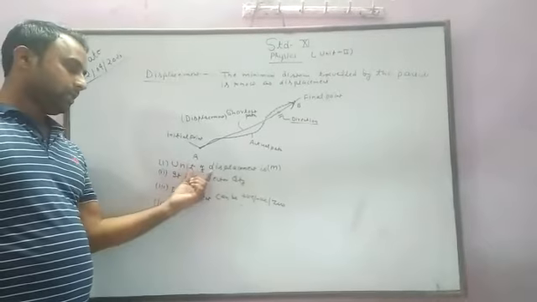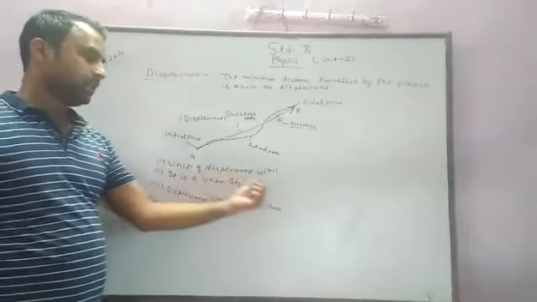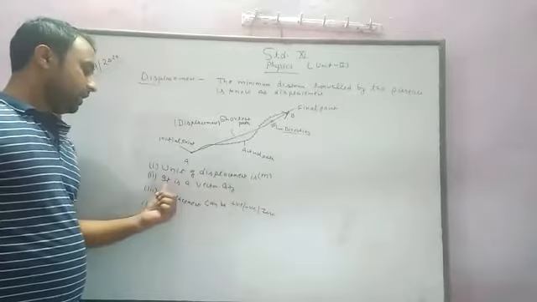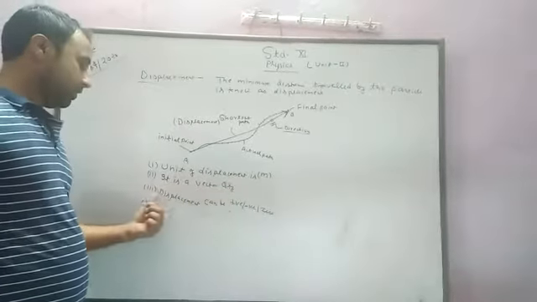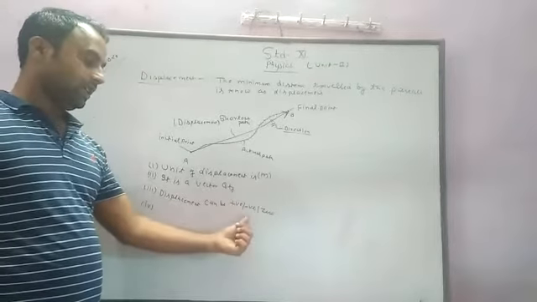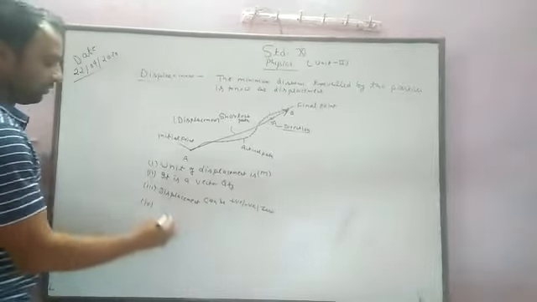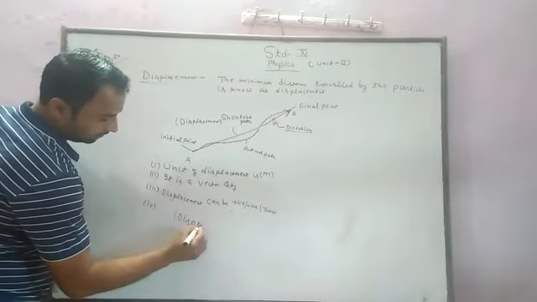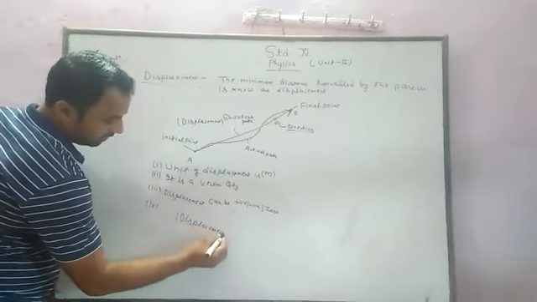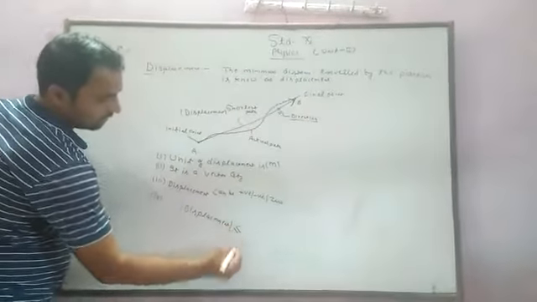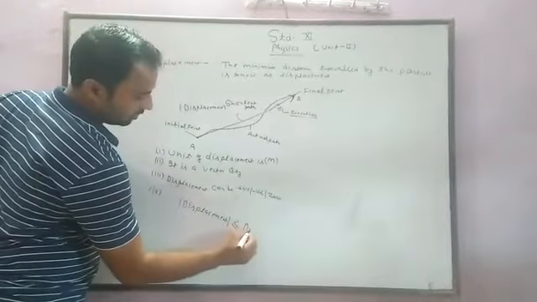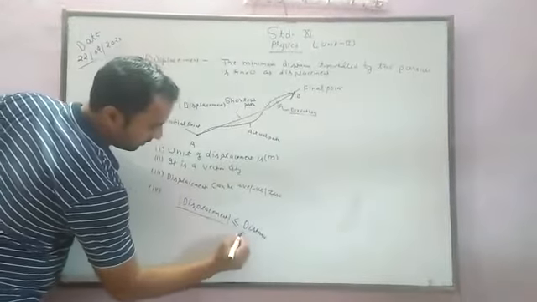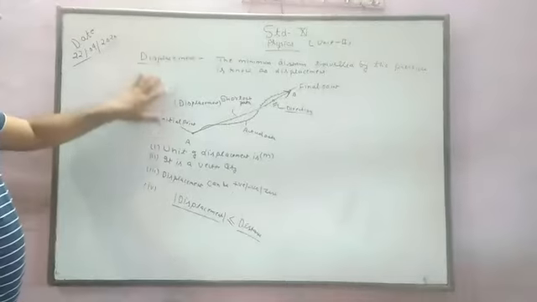Now, what is the unit of displacement? Unit of displacement is same as the distance, and unit of displacement is meter. It is a vector quantity. Second point, displacement can be positive, negative or zero. This is also important. And fourth factor is mode of displacement, always less than and equal to distance. This inequality is also important for us.